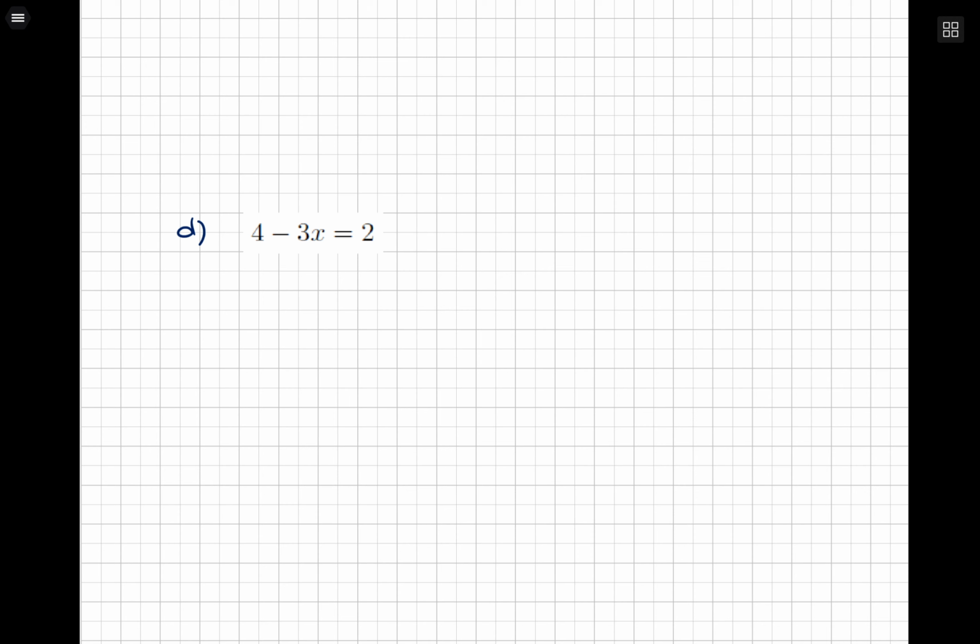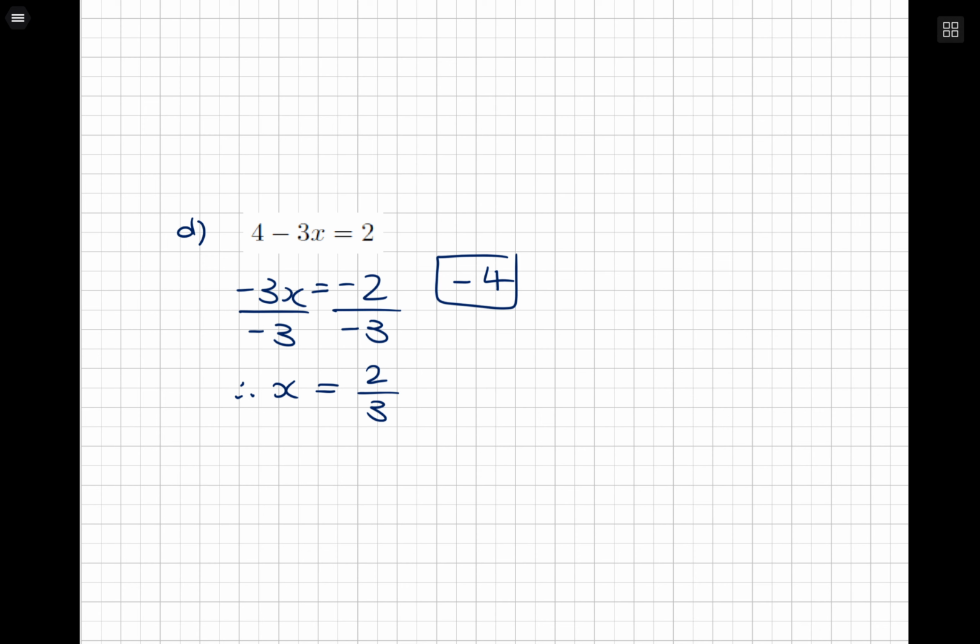Let's look at the next one and do it both ways as well. The x is only on one side, so it might make sense to just subtract 4 from both sides. So take 4 from both sides, so we've got minus 3x is equal to, so 2 minus 4 is negative 2. Then we want to divide both sides by negative 3. And there we get x is equal to, negative divided by a negative is a positive, and so we're just going to have 2/3. Okay, so that's pretty straightforward, but involving negatives.